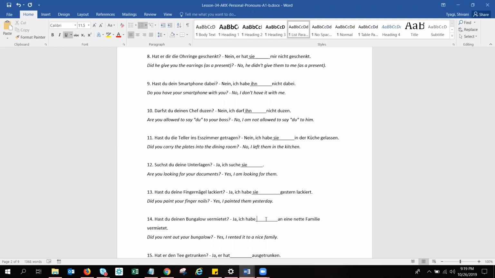Ja, ich habe. Read the next word. Ich habe eine nette Familie vermietet. Yes, I rented it to a nice family. So I rented it. What is this "it" for? The bungalow. What is the article for bungalow? Read the first sentence again and tell me what the article is for. Hast du deinen Bungalow vermietet? We do use it for that.